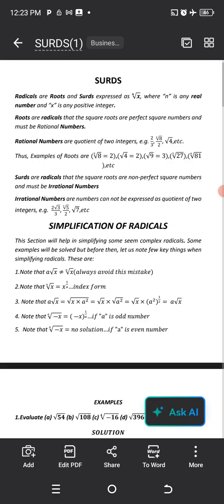In this video we'll be working on surds. I know some students are finding it challenging to tackle questions regarding surds, and I believe this video will be of help. So firstly, before going deep into surds, we first talk about radicals.